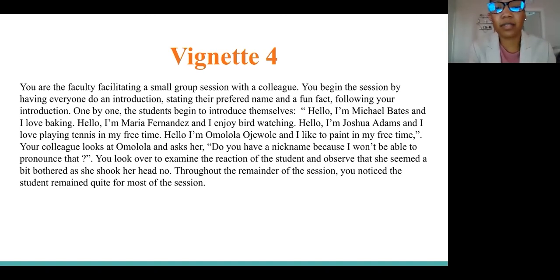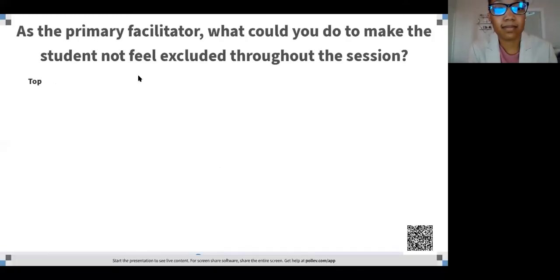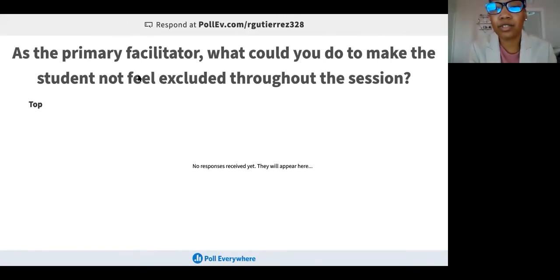You look over to examine the reaction of the student and observe that she seems a bit bothered, and she shook her head no. Throughout the remainder of the session, you notice the student remained quiet for most of the session. Now, as a primary facilitator, what would you do to make the student not feel excluded throughout the session?